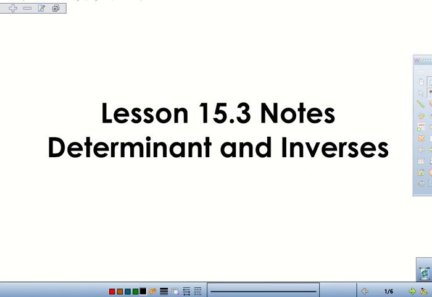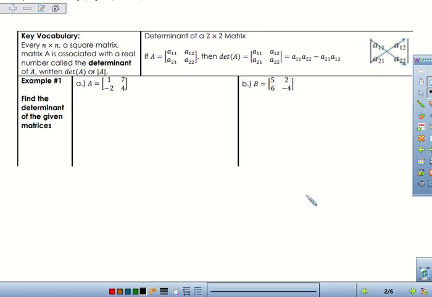Alright, so today we're going to be doing 15.3, which is determinants and inverses. For every n by n square matrix A, there is an associated real number called the determinant. We're only going to be doing determinants for 2 by 2 matrices in this class. There is a way to get the determinant for bigger matrices, but just not in here, okay? We're not going to go to that point of difficulty.